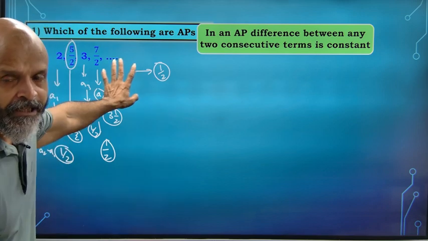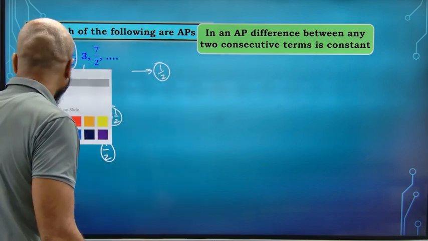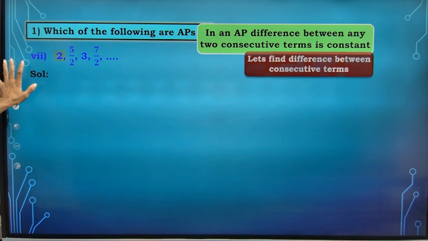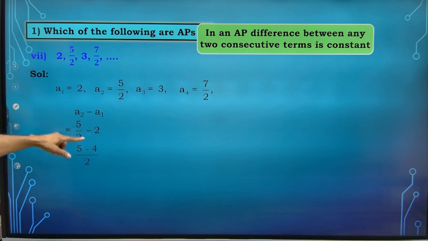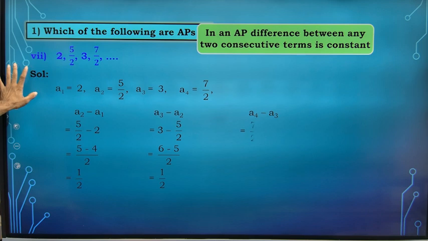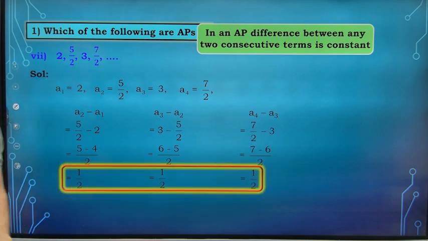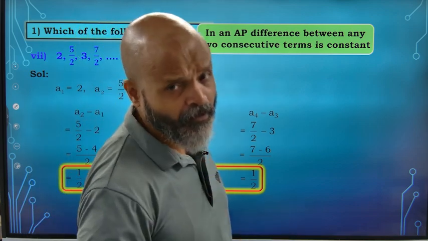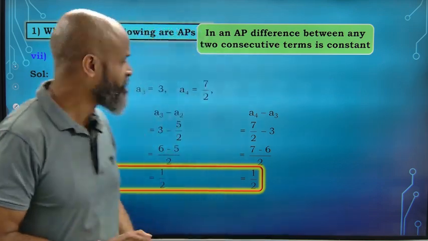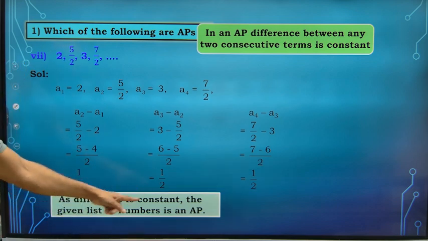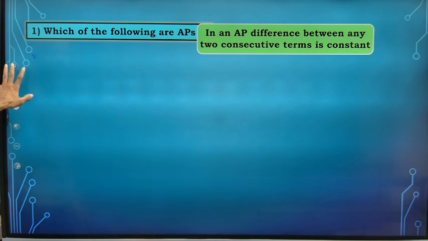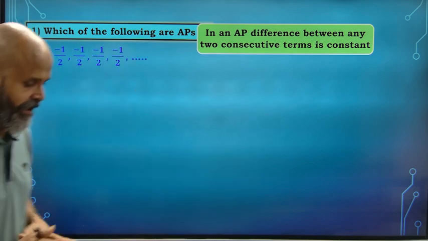So, is this an AP? Answer is yes, it is an AP. Okay. So, let's look at this, people. We have 2. A2 is 5 by 2, A3 is 3. So, if I do 5 by 2 minus 2, that is 1 by 2. Again, this is 1 by 2, again this is 1 by 2. So, if I look at it, the constant difference here is 1 by 2. As the difference is constant, the given list of numbers is an AP.